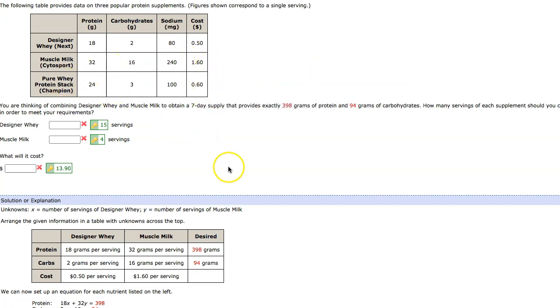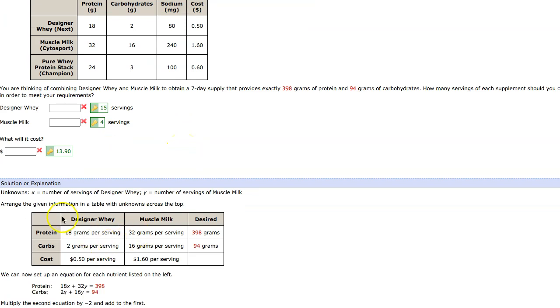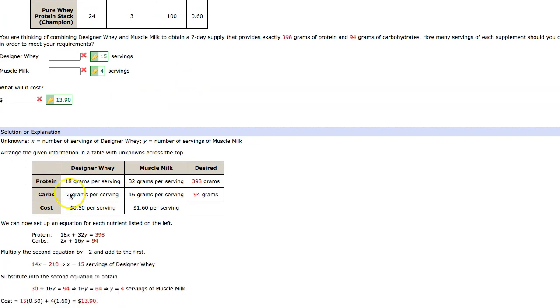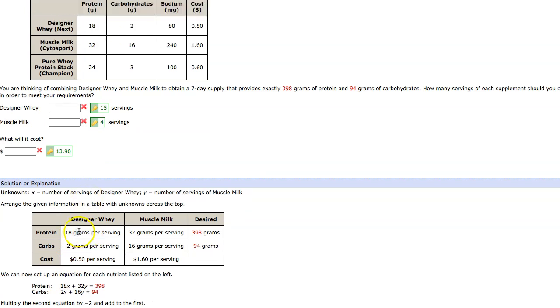Okay, so we have this table right here with this data in it, and I won't read off the data piece by piece. But now we come down here. Now the idea is to do like 18x. Now let's see, how do we get the 32 grams per serving? We claim that it's 32 grams per serving. The designer whey is 18 grams of protein per serving.